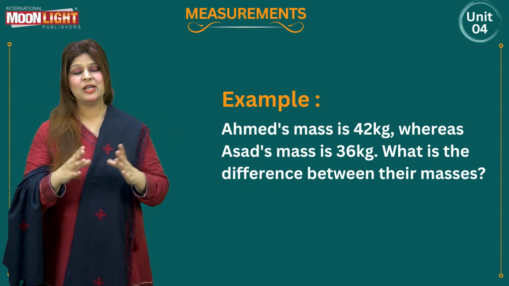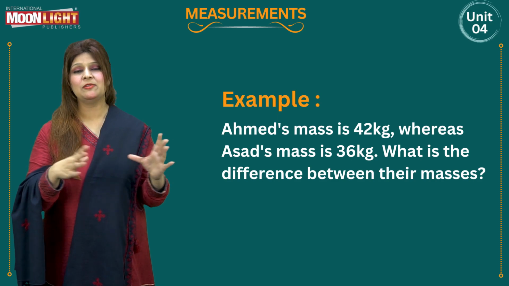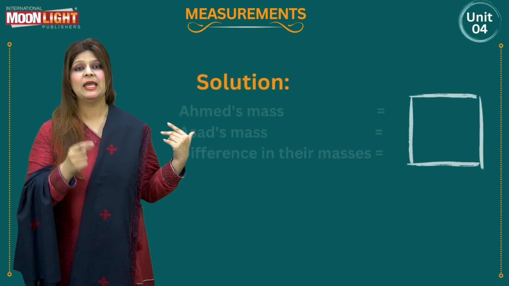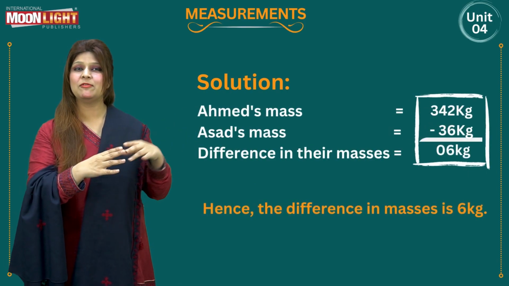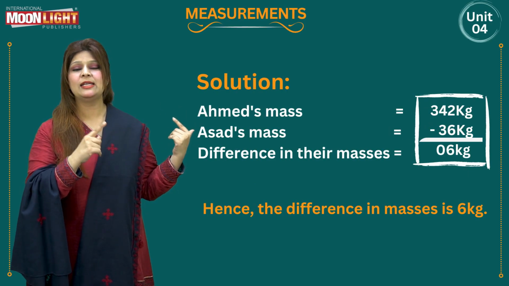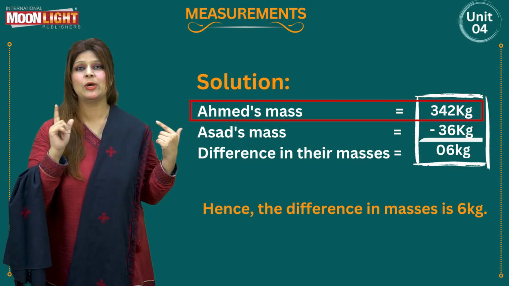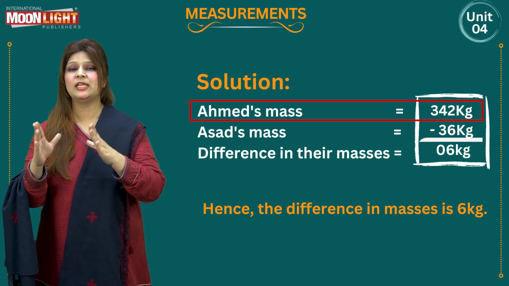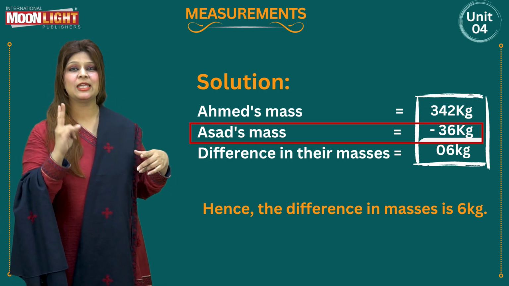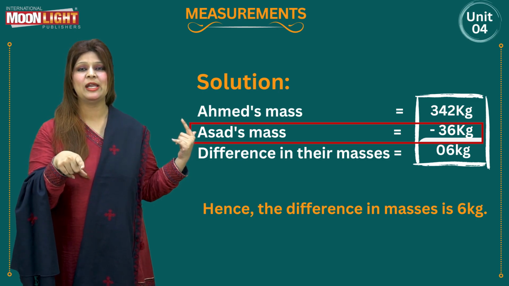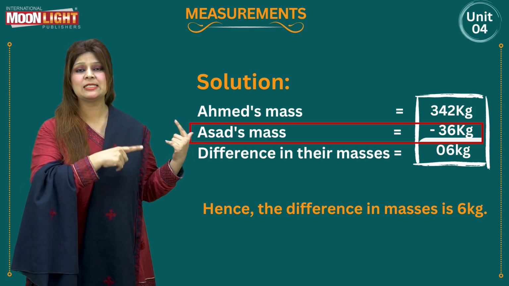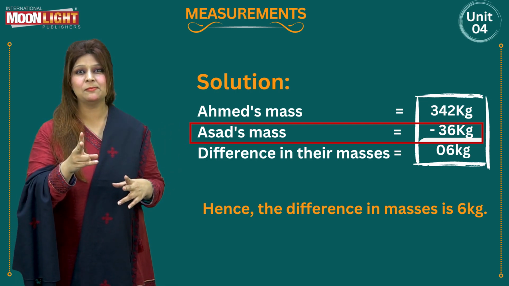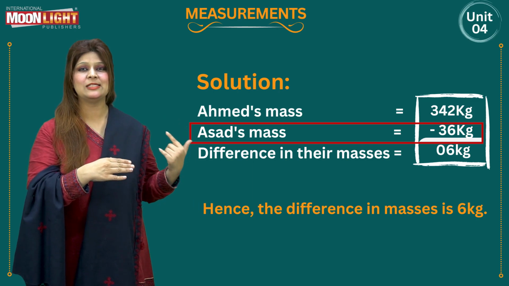How? First we are going to rephrase the statements and then we are going to do subtraction process, right? So the first statement will be Ahmad mass. This is what is given over here in the question. Underline Ahmad mass. Instead of is, you are going to write equality symbol and then you are going to write 42 kg. Okay, so right now for the second one, whereas, just ignore this whereas. Now you are going to write Asad's mass is. Instead of is, you are going to write equality symbol and then you are going to write 36 kg.